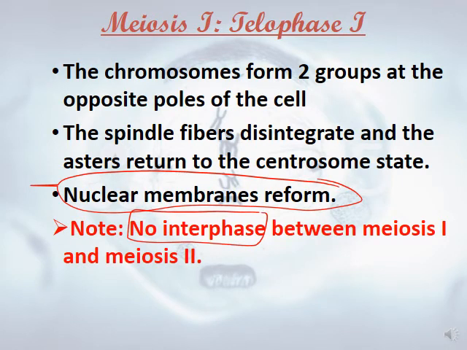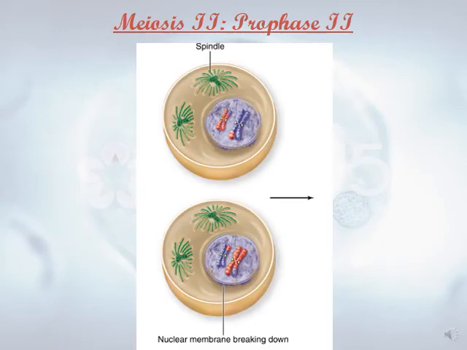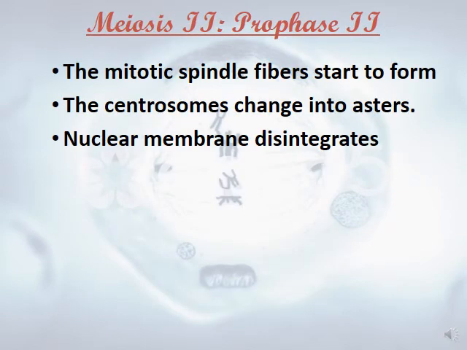So there is no interphase between meiosis I and meiosis II. In meiosis I, we have prophase I, metaphase I, anaphase I, telophase I. Then we move to prophase II, metaphase II, anaphase II, telophase II. Okay, guys? In prophase II, what will happen? The mitotic spindle fibers start to form. The centrosomes change into asters, and the nuclear membrane disintegrates. This is very similar to that of mitosis.